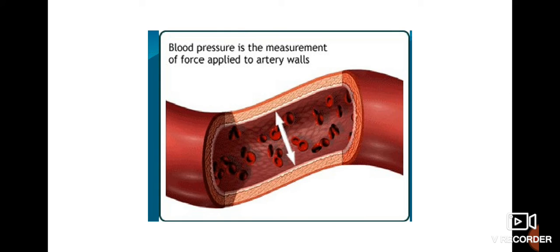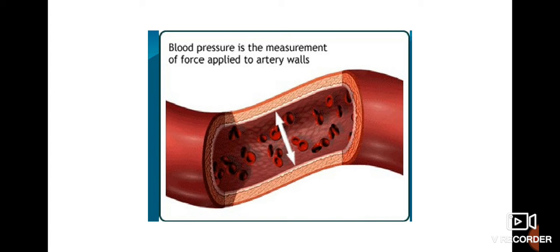Normally, there are two types of pressure applied: one during ventricular contraction, another during ventricular relaxation. The pressure exerted during contraction is called systolic pressure, and the pressure exerted during relaxation is diastolic pressure. For a normal human being, the pressure is 120/80.